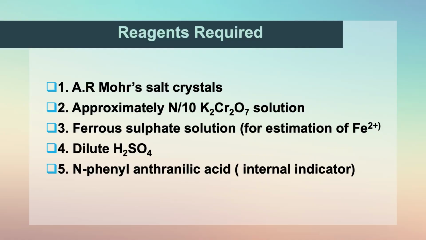Now, we are discussing the reagents required for the present experiment. Number 1, Mohr's salt crystals. This is used to prepare a standard solution of Mohr's salt, by using which we are standardizing the given potassium dichromate solution. Number 2, approximately N/10 K2Cr2O7 solution. Number 3, ferrous sulfate solution, which is used for estimation of Fe2+ ions. Dilute sulfuric acid, and N-phenylanthranilic acid indicator.